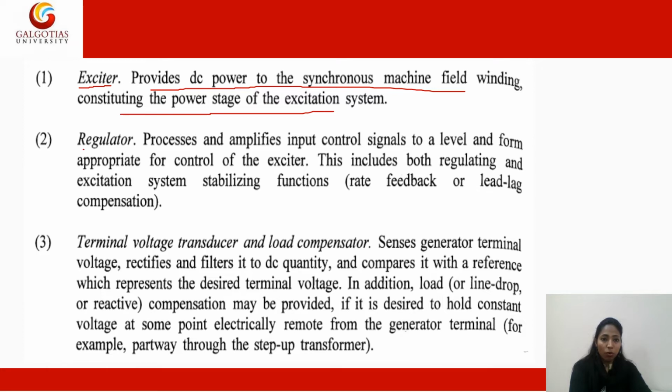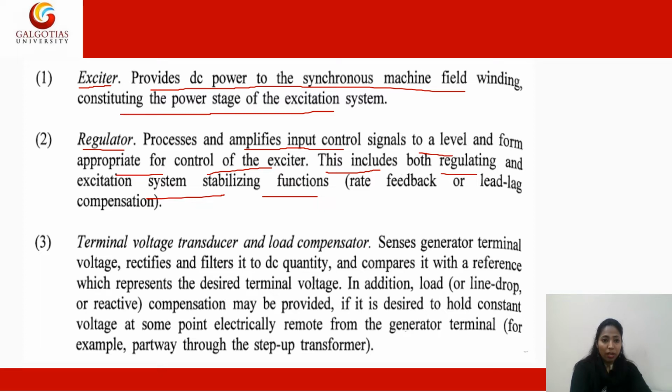Now, what is the role of the regulator in the excitation system? It processes and amplifies the input control signal to a level and form appropriate for control of the exciter. So whatever level is required by the exciter, it amplifies the input control signal to that particular level. This includes both regulating and excitation system stabilizing functions.